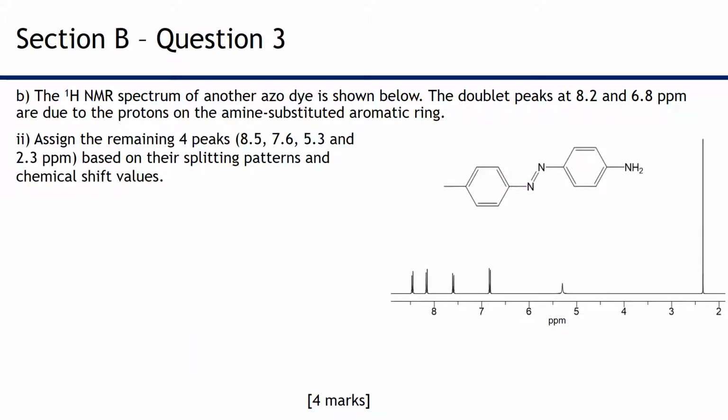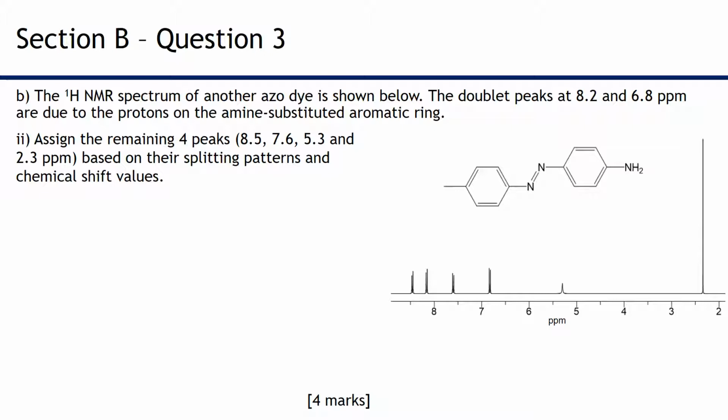Then in part II, you're asked to assign the remaining 4 peaks at 8.5, 7.6, 5.3 and 2.3 ppm based on their splitting patterns and chemical shift values. So if you take a look at the structure, you can see that there's an amine group that still needs to be assigned, there is a methyl group on the far left that needs to be assigned, and there are protons on the aromatic ring on the left that need to be assigned. If you also look at that aromatic ring, you'll note that it has para-substitution, that the substituent groups on it, the azo group and the methyl group, are exactly opposite one another. So that means that there'll be 2 different proton environments on that aromatic ring due to symmetry in the structure.